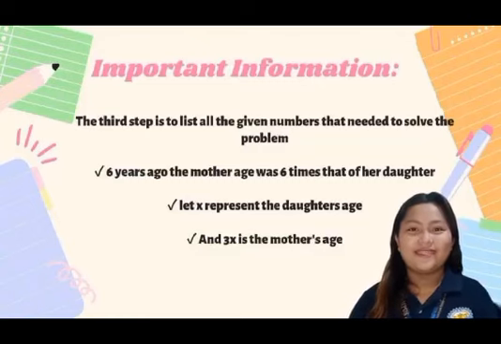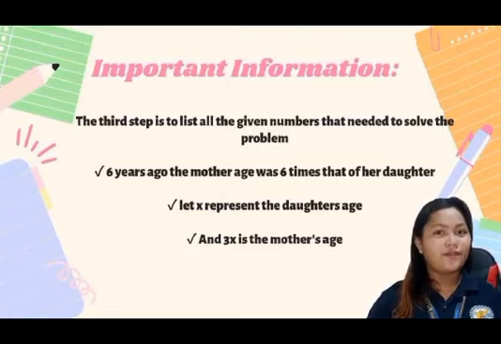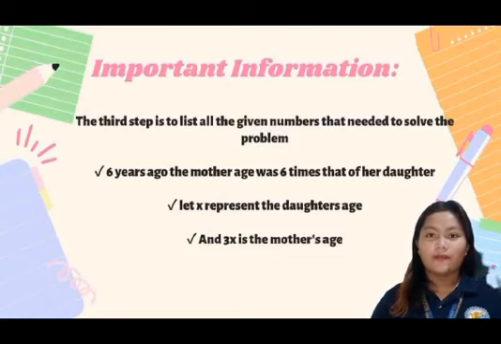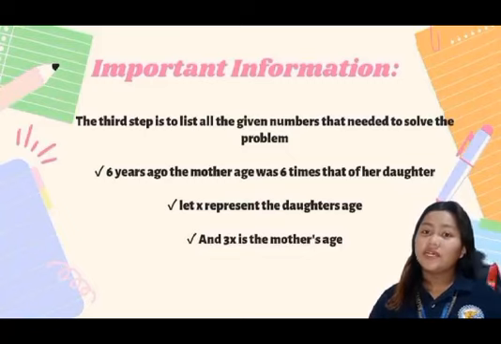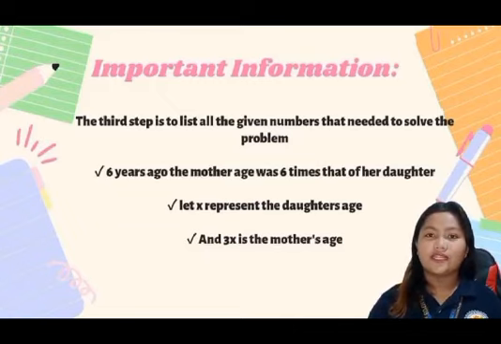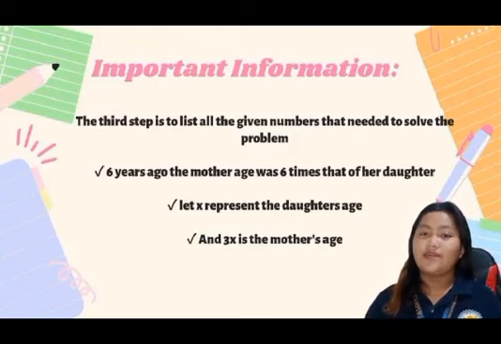The next step is important information. This step is the third step. This step is to list all the given numbers needed to solve the problem. So, 6 years ago, the mother's age was 6 times that of her daughter. So, let X represent the daughter's age. And 3X is the mother's age.